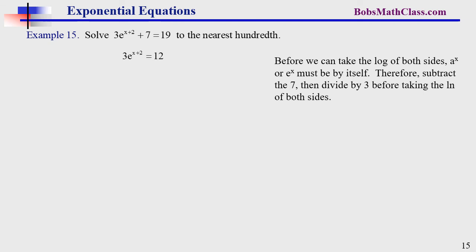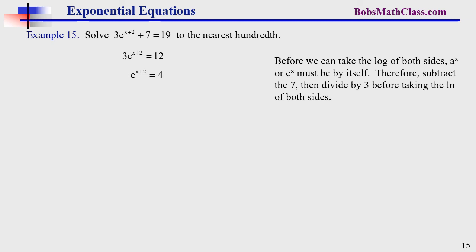So if you get rid of the 7 first, subtract 7 on both sides, that gives us 3 e to the x plus 2 equals 12, right? Then divide by 3 on both sides. e to the x plus 2 equals 4.